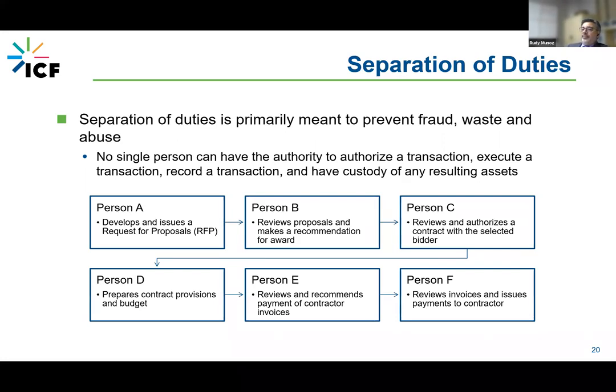Note that it is understandable for smaller organizations not to have the luxury of 6 different staff members performing the multiple transactions. So I want to make sure that you understand the key takeaway of this slide on separation of duties, and that is that your written standards should be such that your separation of duties prevents against fraud, waste, and abuse of your ESG-CV grant funds.